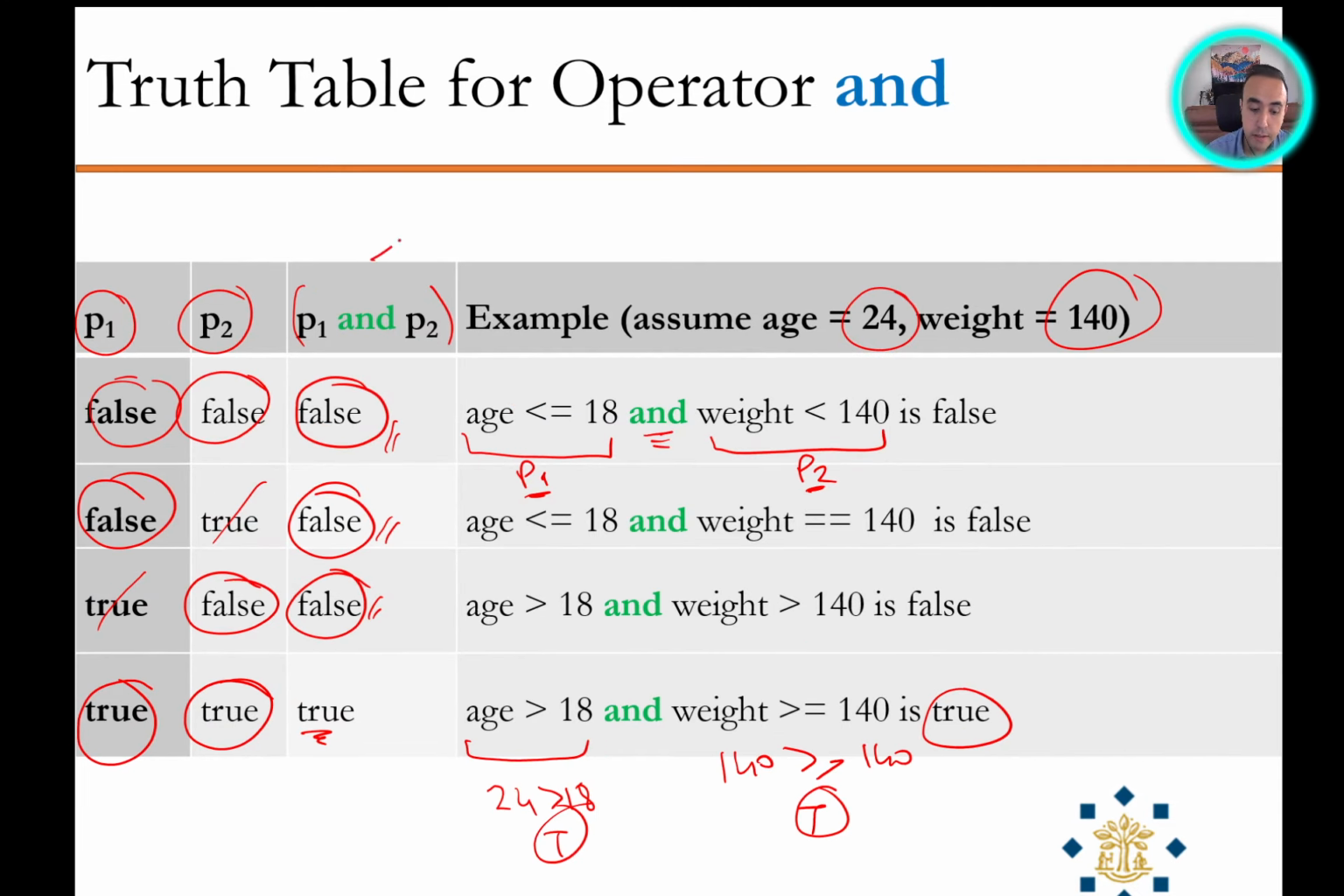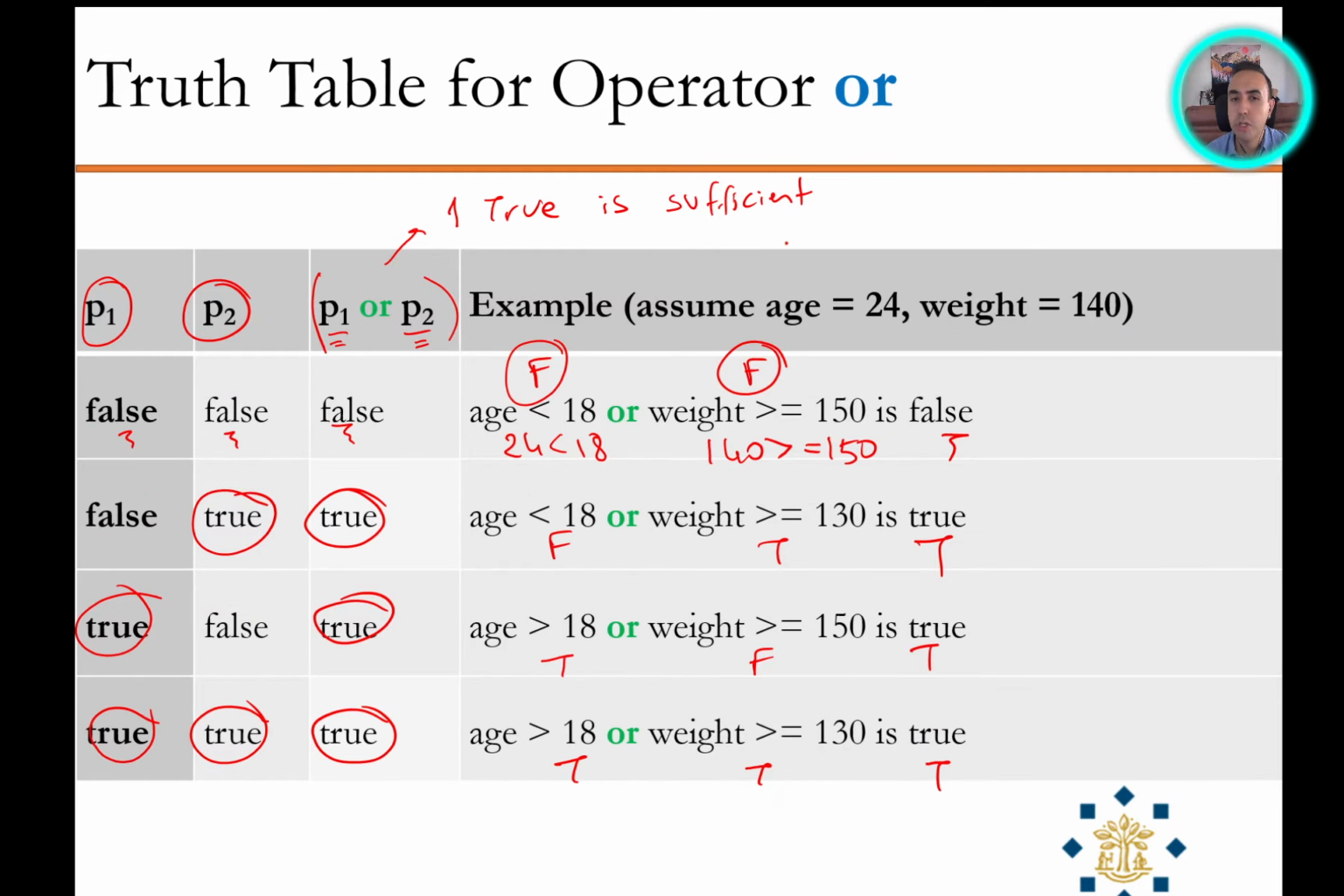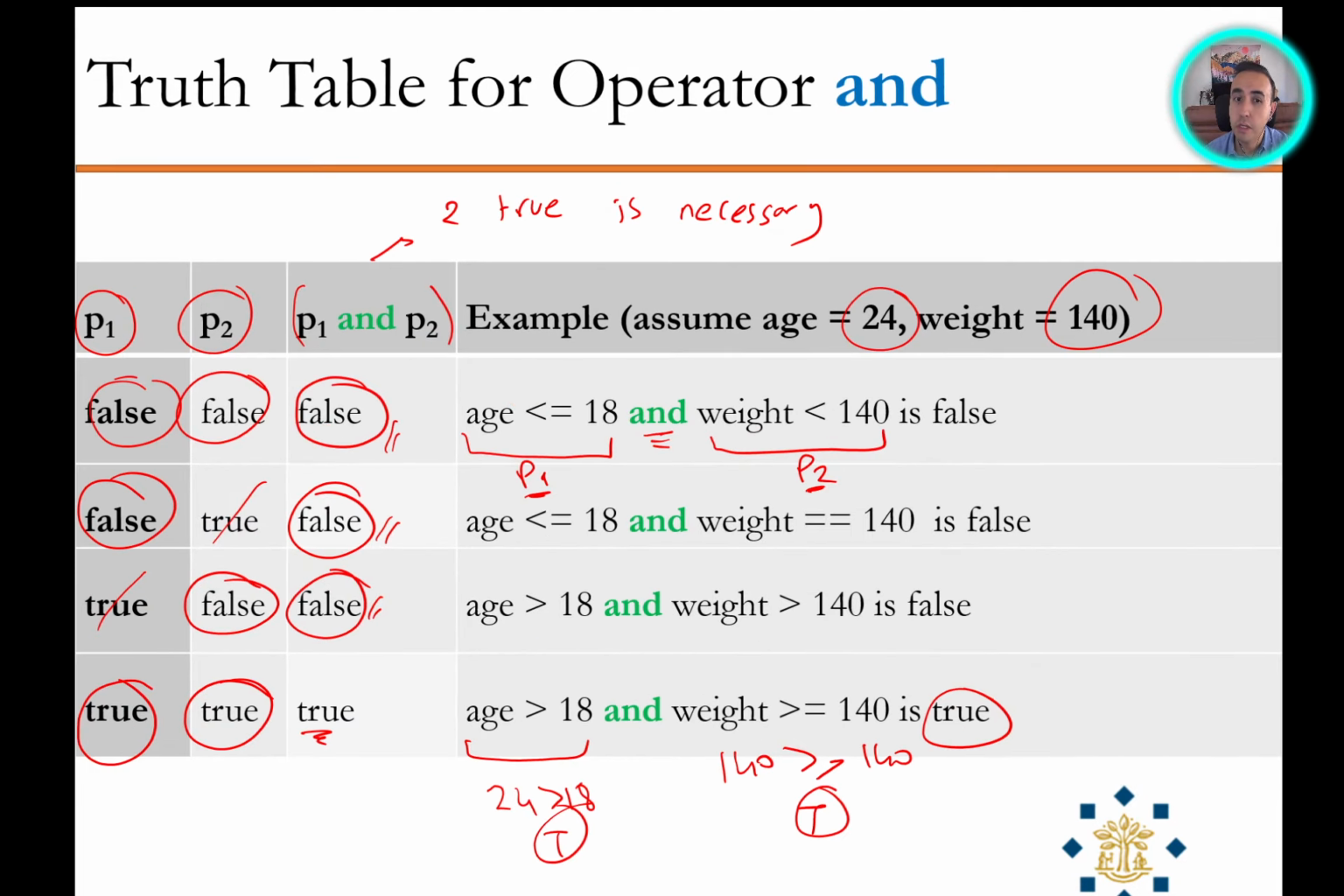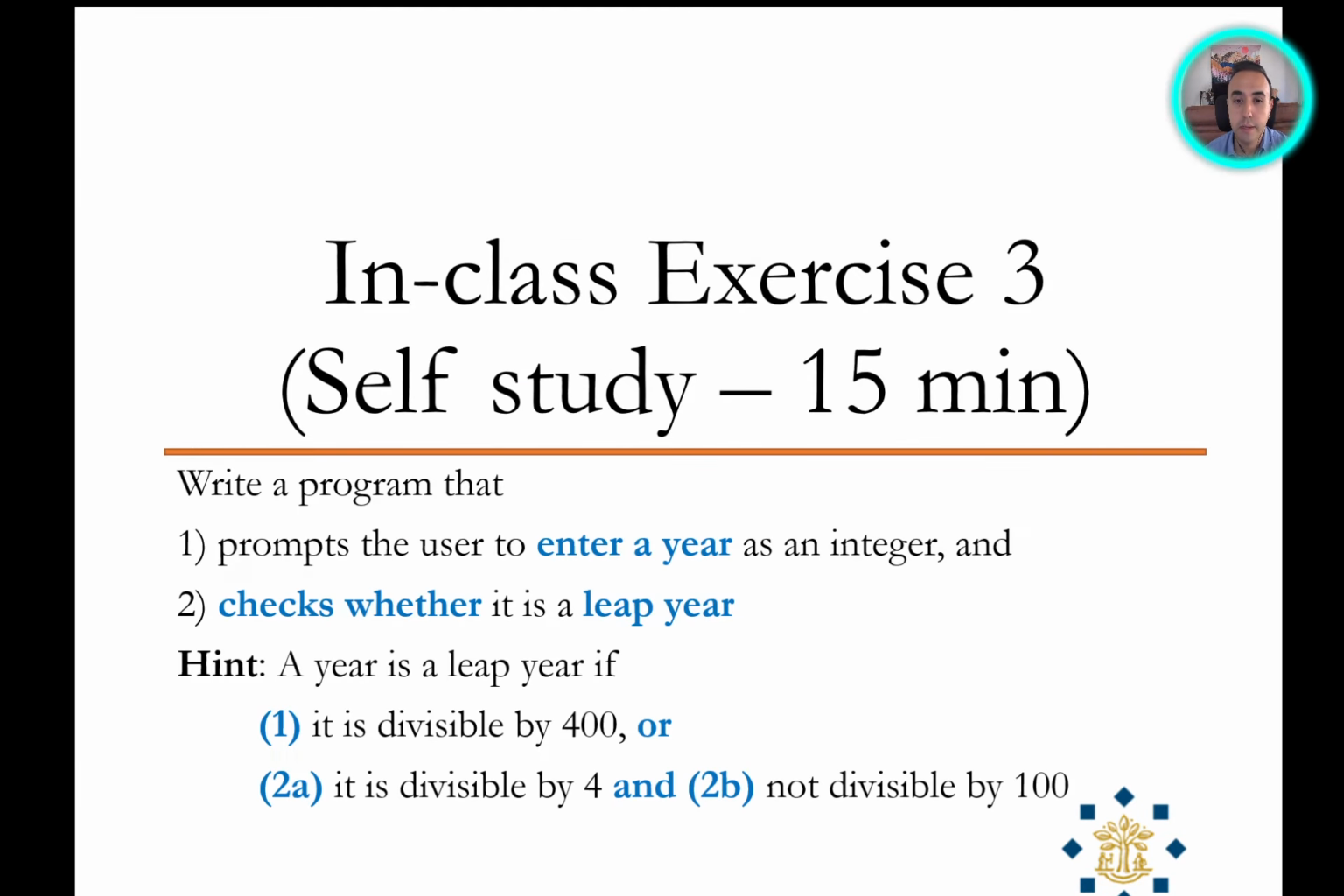But if it's an AND, two trues are necessary. Here just one true would do, but here both of them need to be true.